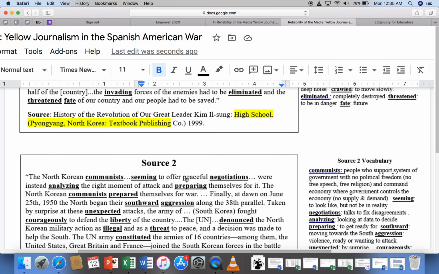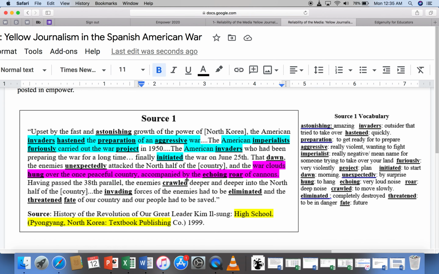So let's go back up and take a look at these word choices in light blue. Invaders, hastened preparation of an aggressive war. The American imperialists, which we've talked a little bit about imperialism, but it's listed over here. It's a really negative or mean name for somebody trying to take over your land. So they describe Americans as this mean thing trying to take their land. And they furiously, right? If you look over here, furiously, very violently. They very violently carried out this war project, this plan.